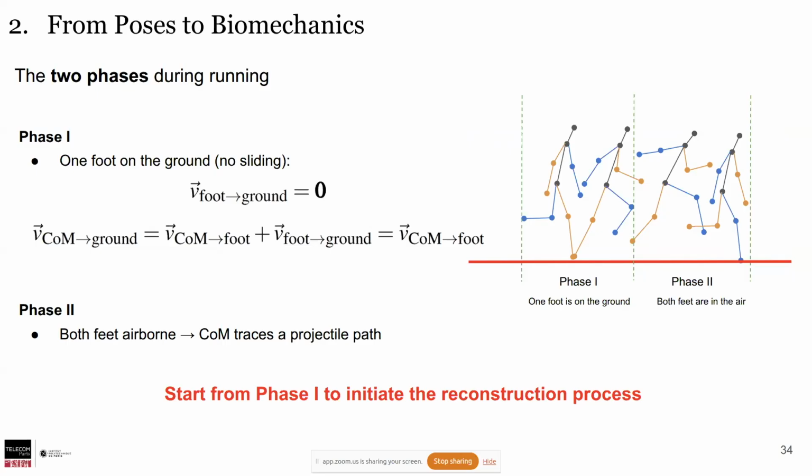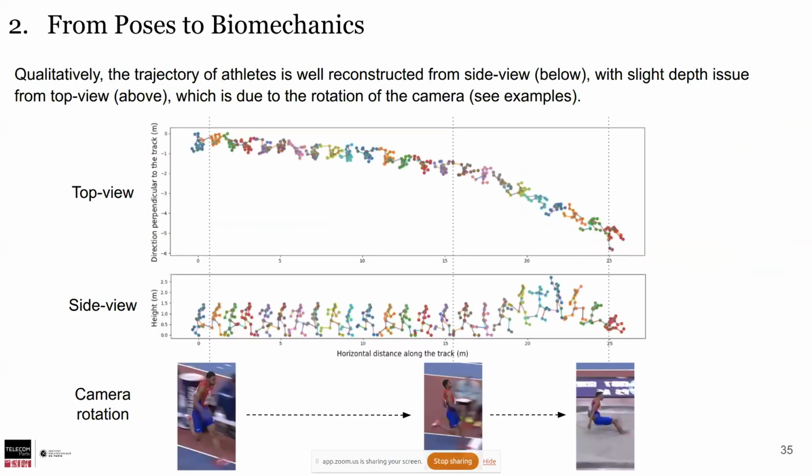And furthermore, we can calculate the center of mass during this phase, followed by phase two, where the athlete is fully in the air, and the center of mass follows a projectile trajectory. And when we have the velocity from the previous phase, then we can easily calculate the following trajectory, and then we reconstruct the whole trajectory, which we show in this slide.